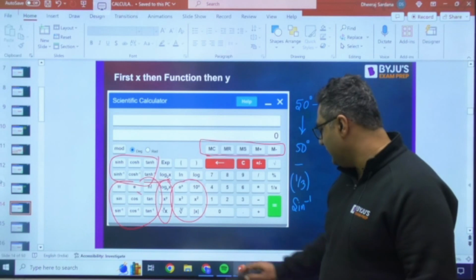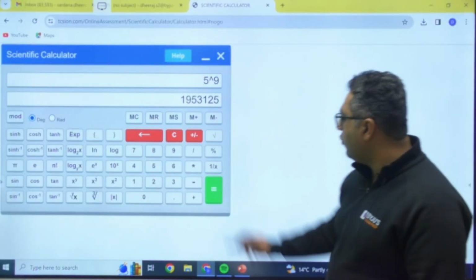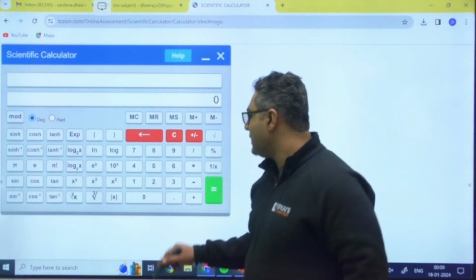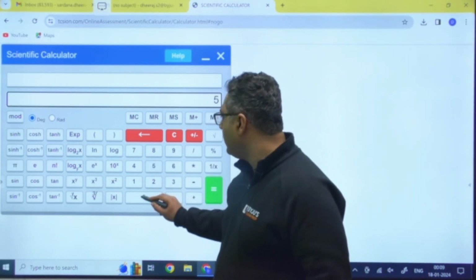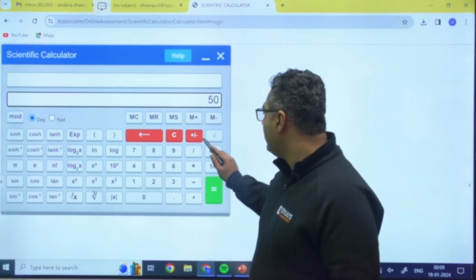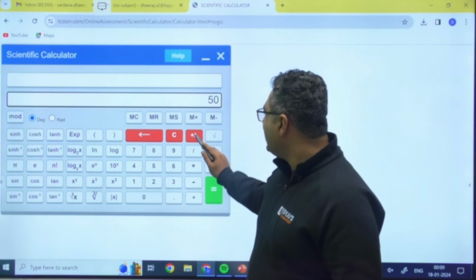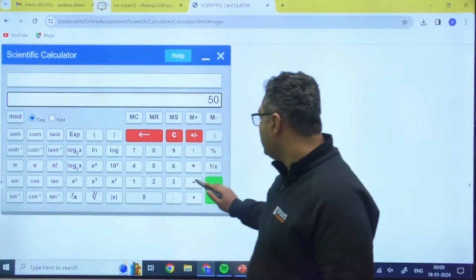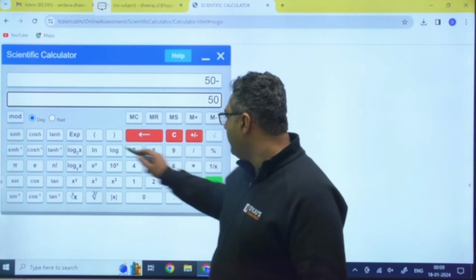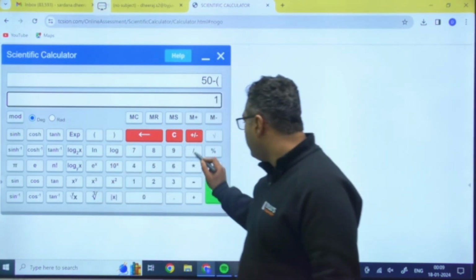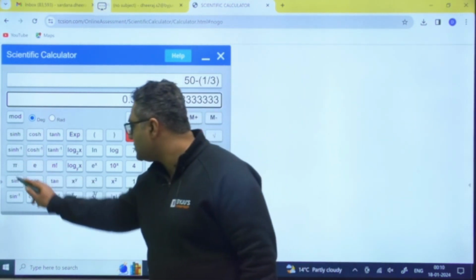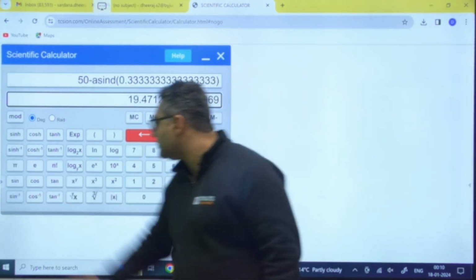Let us see. I have already told you the number was 50 degree minus sine inverse. So first of all 50 degree, it is in degrees only, 50 degrees. Now I am going for the minus sign. Then I am having bracket. I would be putting bracket 1 by 3, bracket close. And then I am going for the sine inverse. Where is sine inverse? Sine inverse.